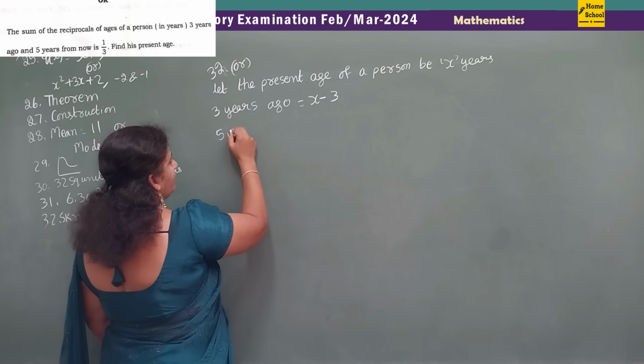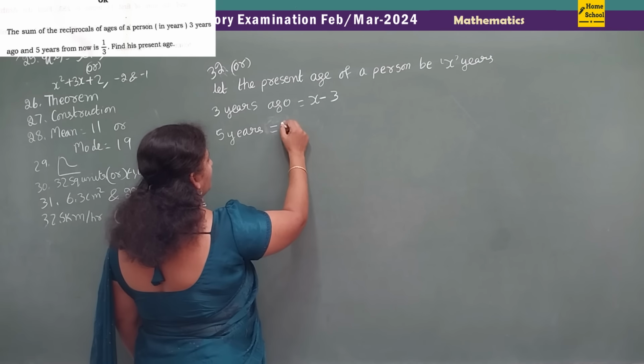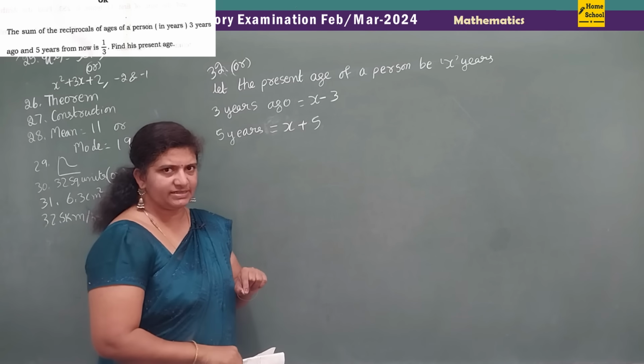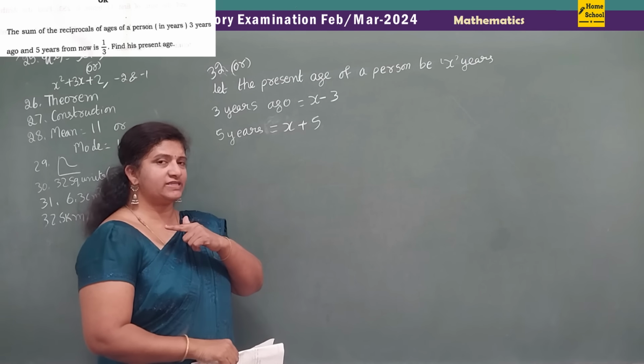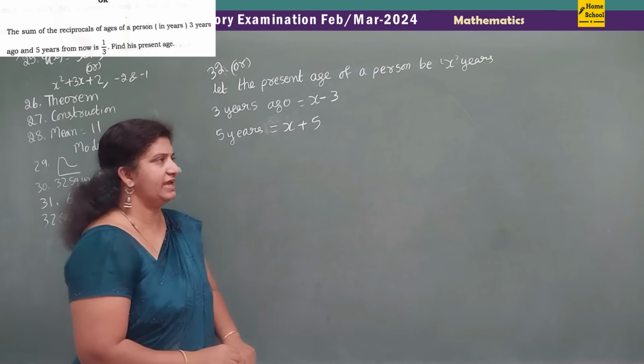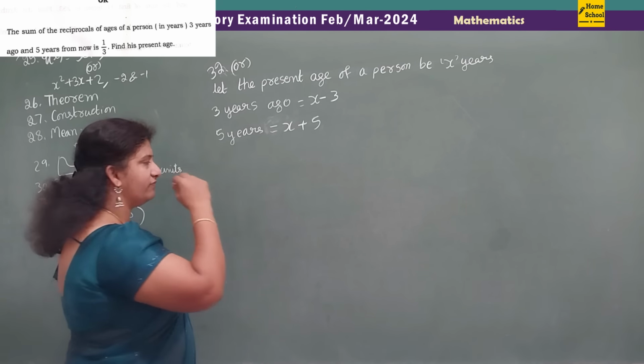And one more given. What is that? 5 years from now, what is the age of him? It will be x plus 5. Present age is x years. 3 years before, x minus 3 years. 5 years from now, x plus 5 years age. And given in your problem, the reciprocal of this.